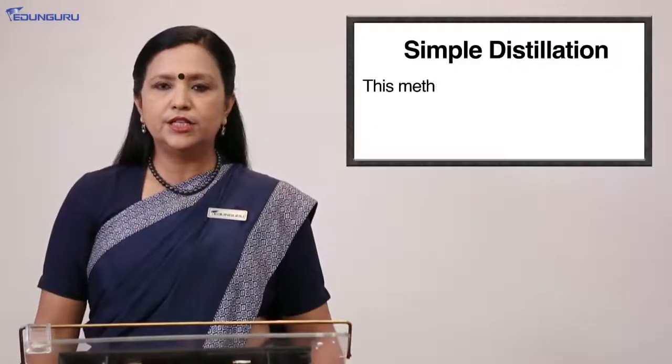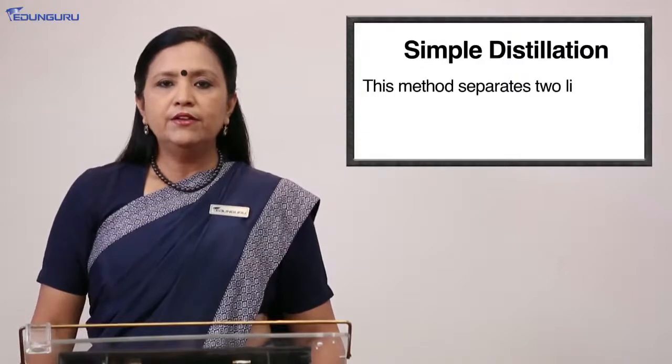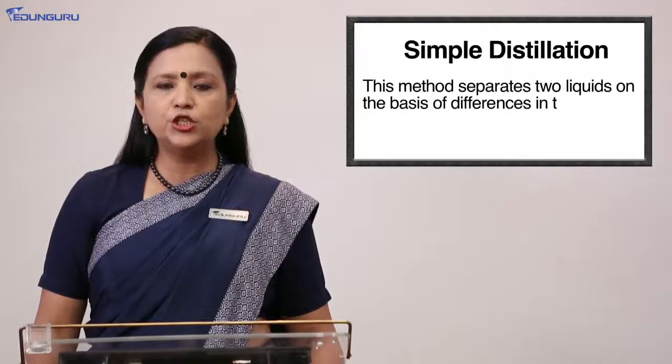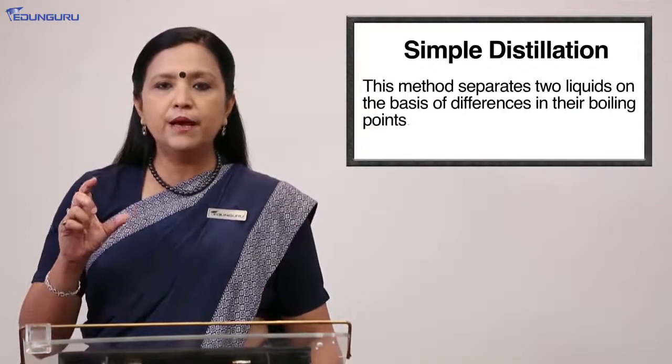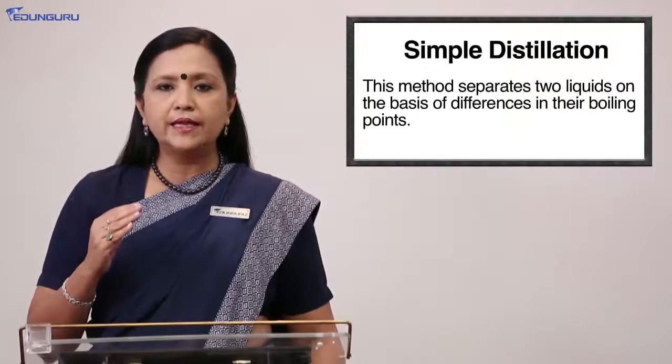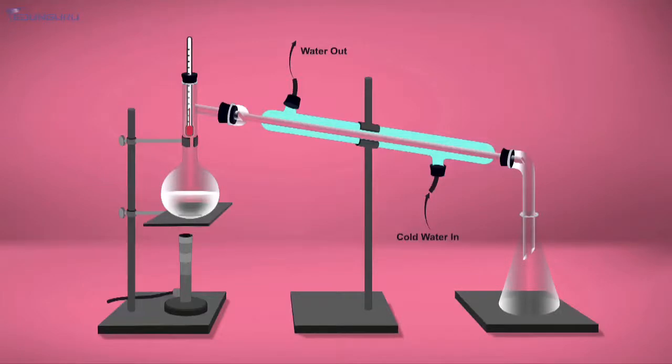Now, let us discuss the method we should use to separate two miscible liquids. Here the method that we use is known as simple distillation. In this method, we use two liquids which have different boiling points and there should be a difference between their boiling points. These two liquids will separate out at their boiling points and then we can condense them to form the liquid again. Let us take the example of water and acetone which are miscible liquids.